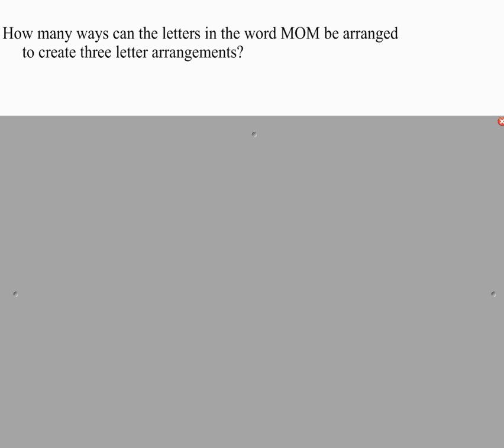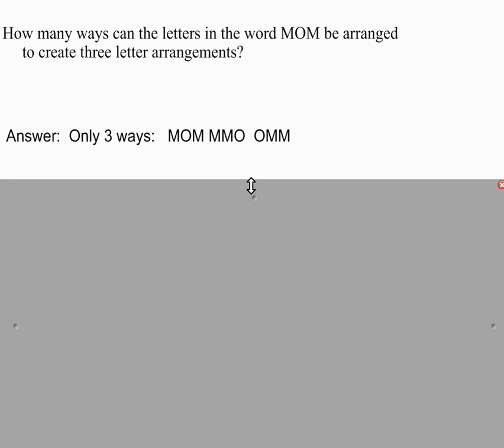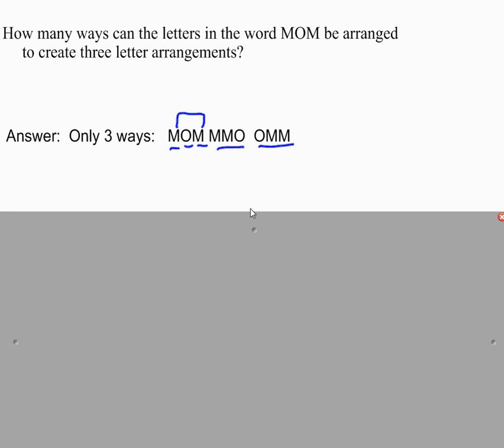how many ways can the letters of mom be arranged to create 3-letter arrangements? Well, in this case, there's only 3, because when I write mom this way, if I were to switch those 2 letters, it doesn't look any different. It's the same thing. And the same thing for this, and the same thing for this. Well, how do you figure that out? Well, let's start by assuming that it is a permutation. So there's 3 times 2 times 1.